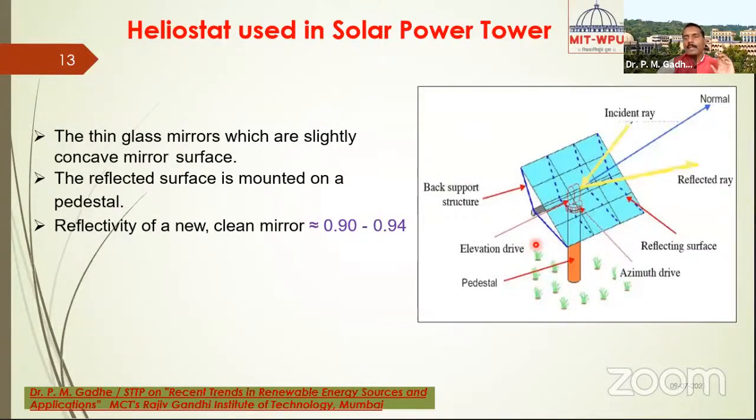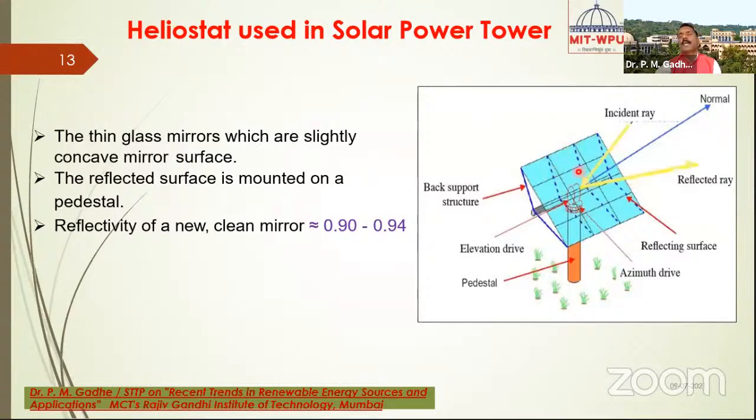To track the heliostat, we have to use two drives, that is two motors. One is for the elevation tracking, another is for the azimuthal tracking. So two axis tracking is required for a single heliostat.